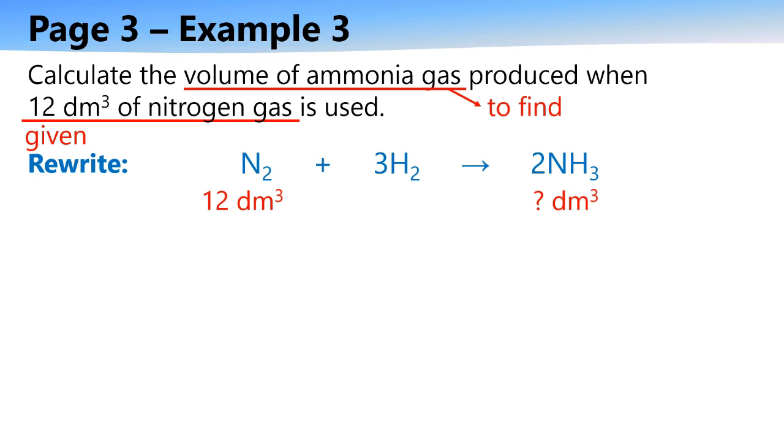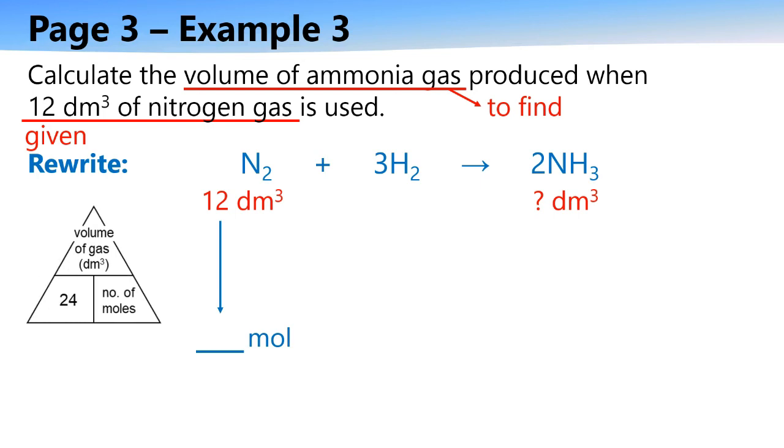So from what is given, how many moles of nitrogen do we have? Now, can you remember from volume of gas, how do we convert to number of moles? It's actually this formula triangle. So to find the number of moles given the volume of gas, I will need to divide the volume by 24. And I'll get 0.5 moles.